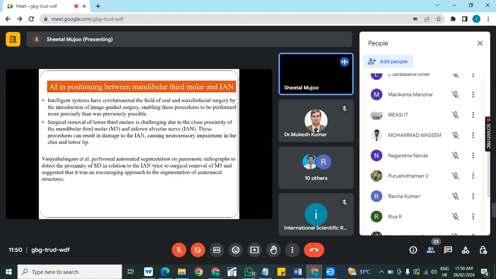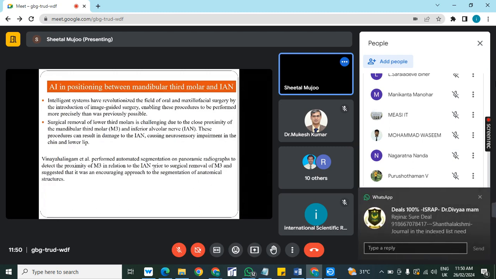Then comes oral and maxillofacial surgery. I'm talking about the most common application of AI. Oral surgeons will agree with me that the surgical removal of the lower third molar is challenging due to the close proximity of the mandibular third molar and the inferior alveolar nerve. These procedures can result in damage to the inferior alveolar nerve, which causes neurosensory impairment in the chin and the lower lip.